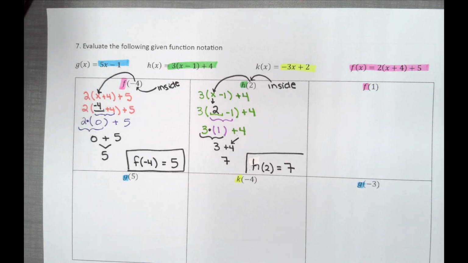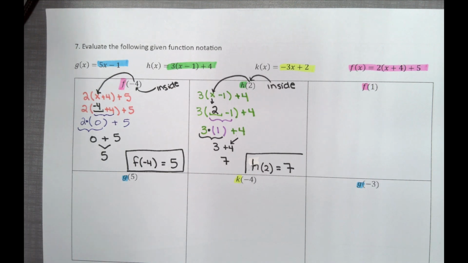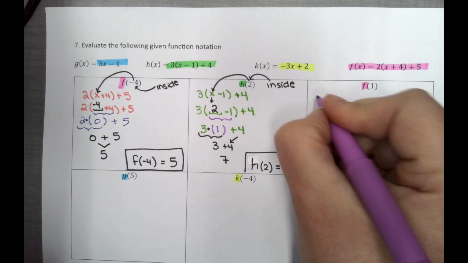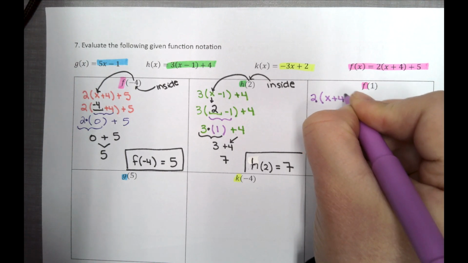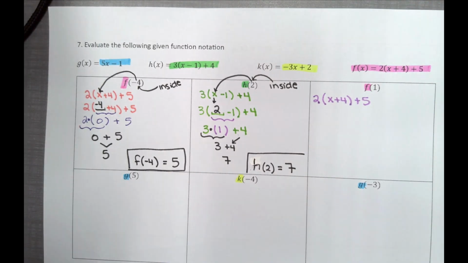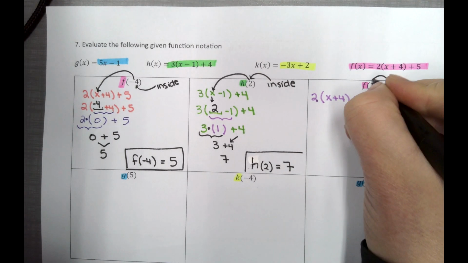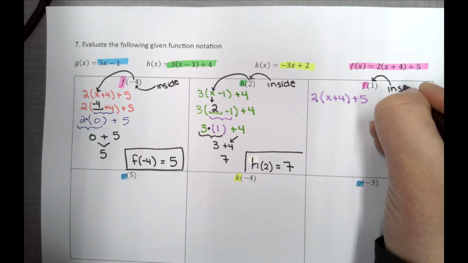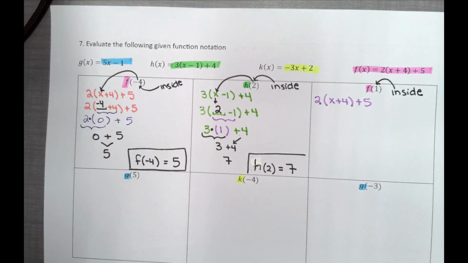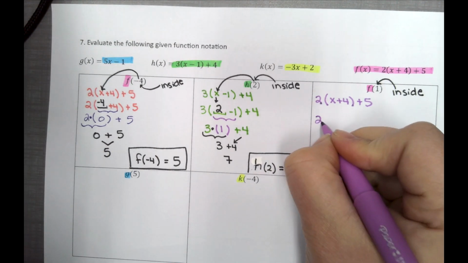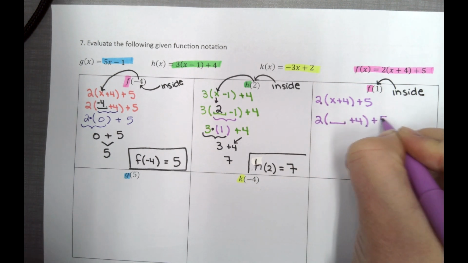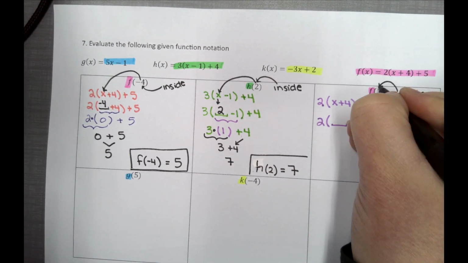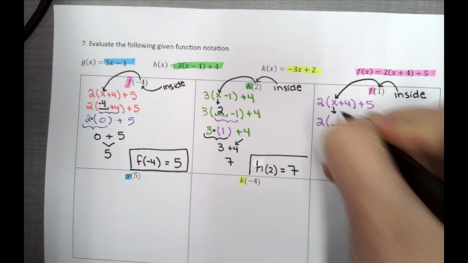Okay, moving on. Next function we have again is our f function. So we're going to copy our f: 2 open x plus 4, close it, plus 5. Notice where we have 1. 1 is going to be on the inside of our function. So since we have the inside, we're going to open up for x, keep the plus 4, close it, keep the plus 5. Inside of our function, so inside of x, we're going to put 1.